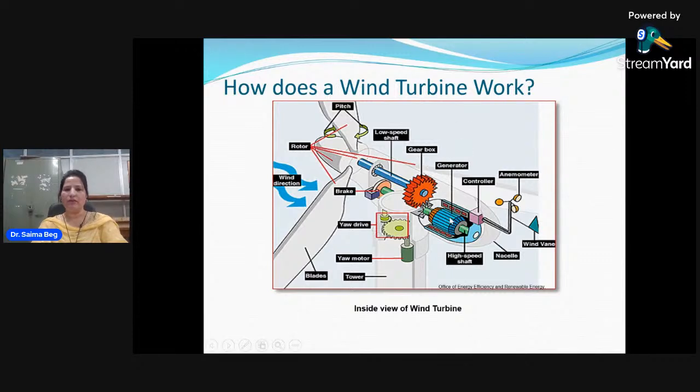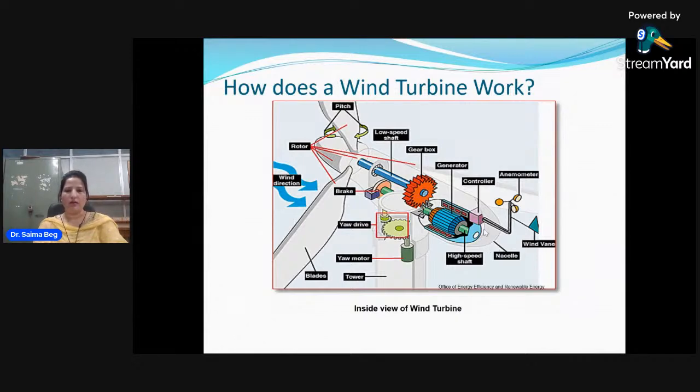This is the generator, the blue one. Usually an off-the-shelf induction generator that produces 60 cycles AC electricity. The high speed shaft drives the generator. The low speed shaft: the rotor turns the low speed shaft at about 30 to 60 rotations per minute. Next is the nacelle. The nacelle sits atop the tower and contains the gearbox, low and high speed shafts, generator, controller, and the brake. Some nacelles are large enough for a helicopter to land on.